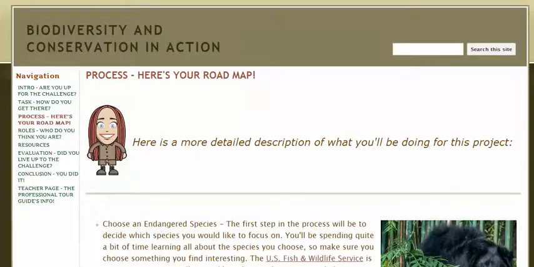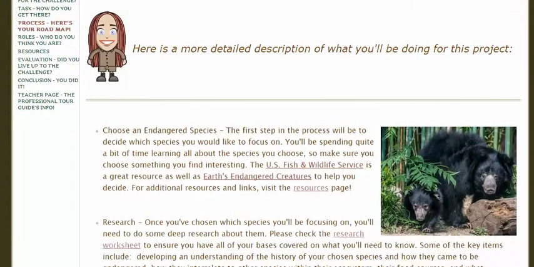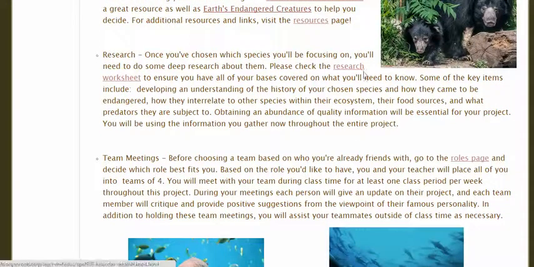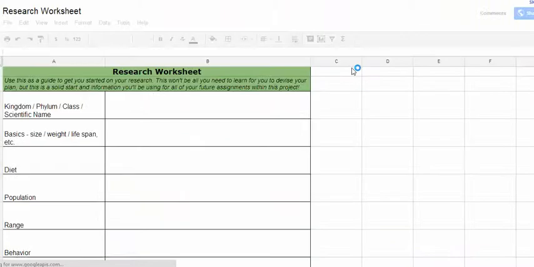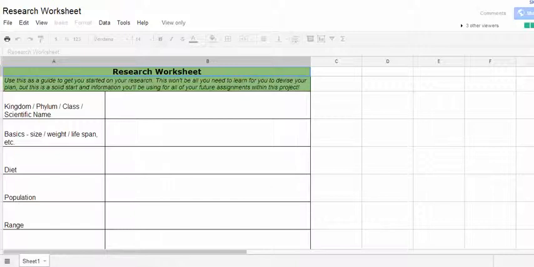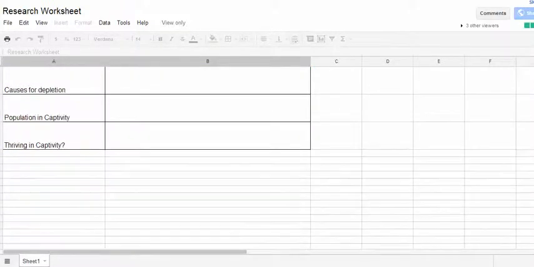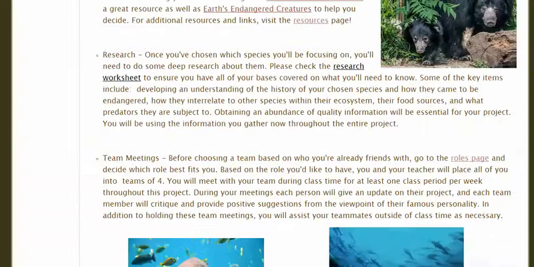Moving on to the process page. Again, we have here that they'll be choosing their endangered species. And when they're doing their research, we have a research worksheet that can get them started. This is the basics. This gives them a good starting point so that they know where to start when they're starting to think about what to create for their plan.